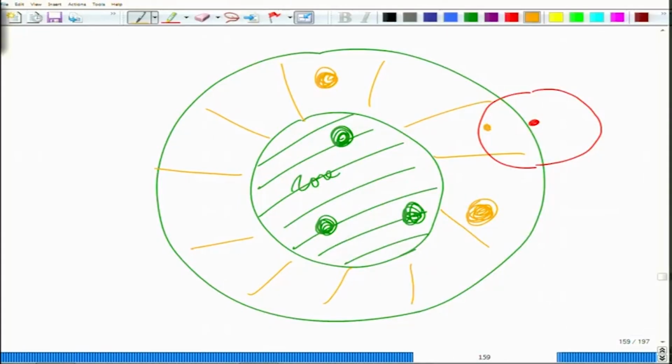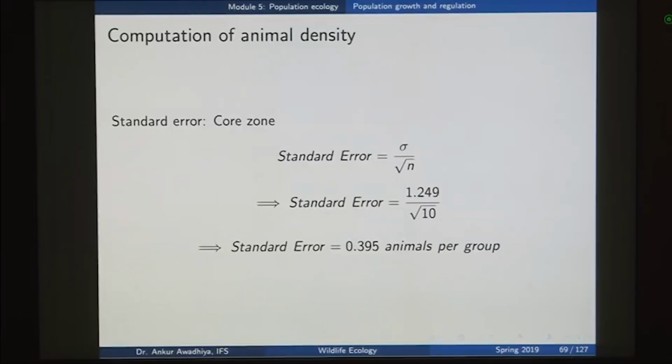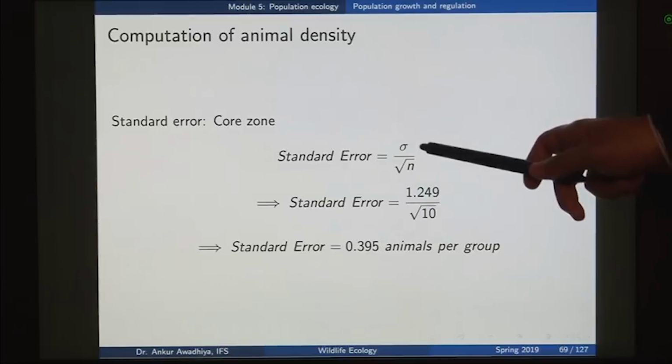So, the amount of variation in the group sizes is less in the core and is more in the buffer regions in this particular example. Now, from the standard deviation we can move on to find out the standard error, which is another way of expressing the same thing. So, standard error is given by sigma by root n.